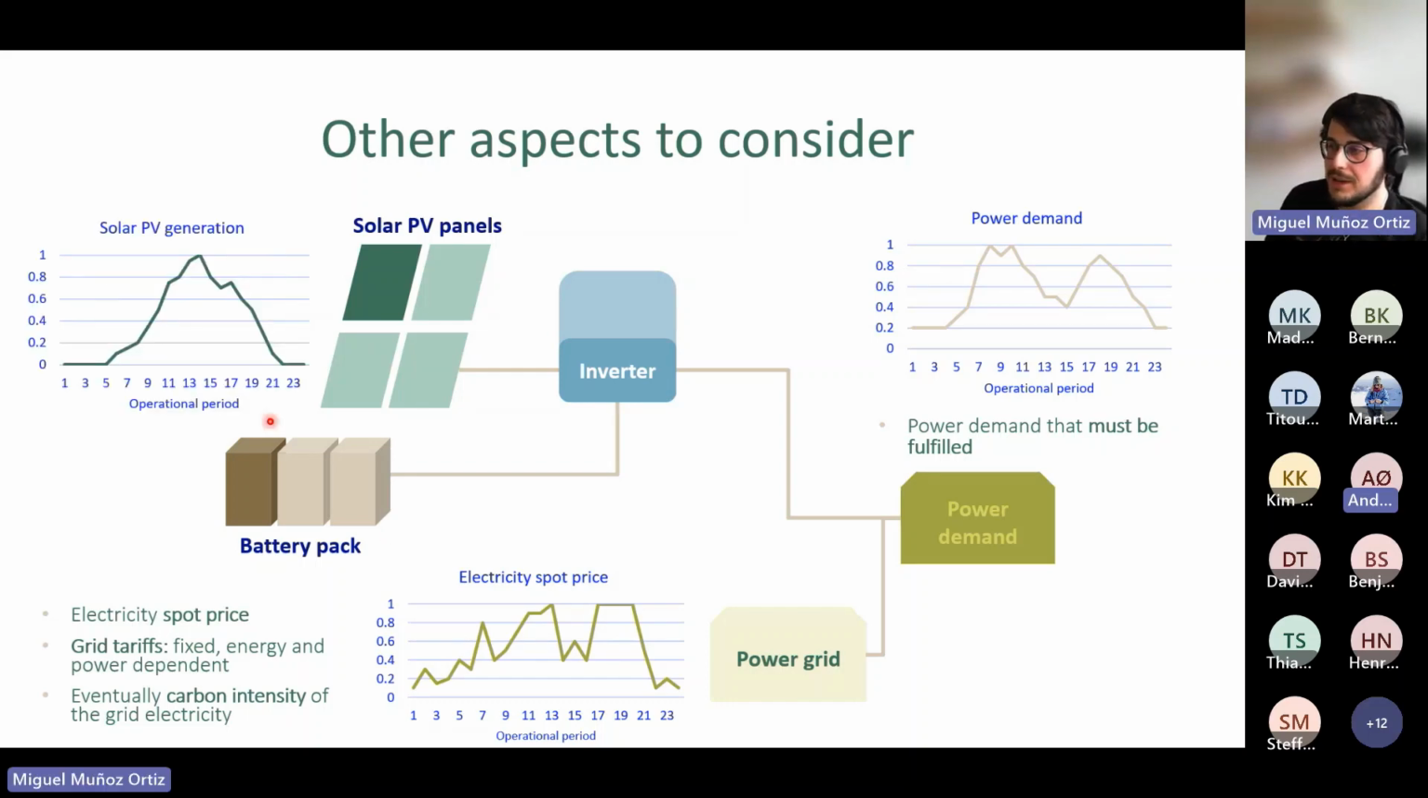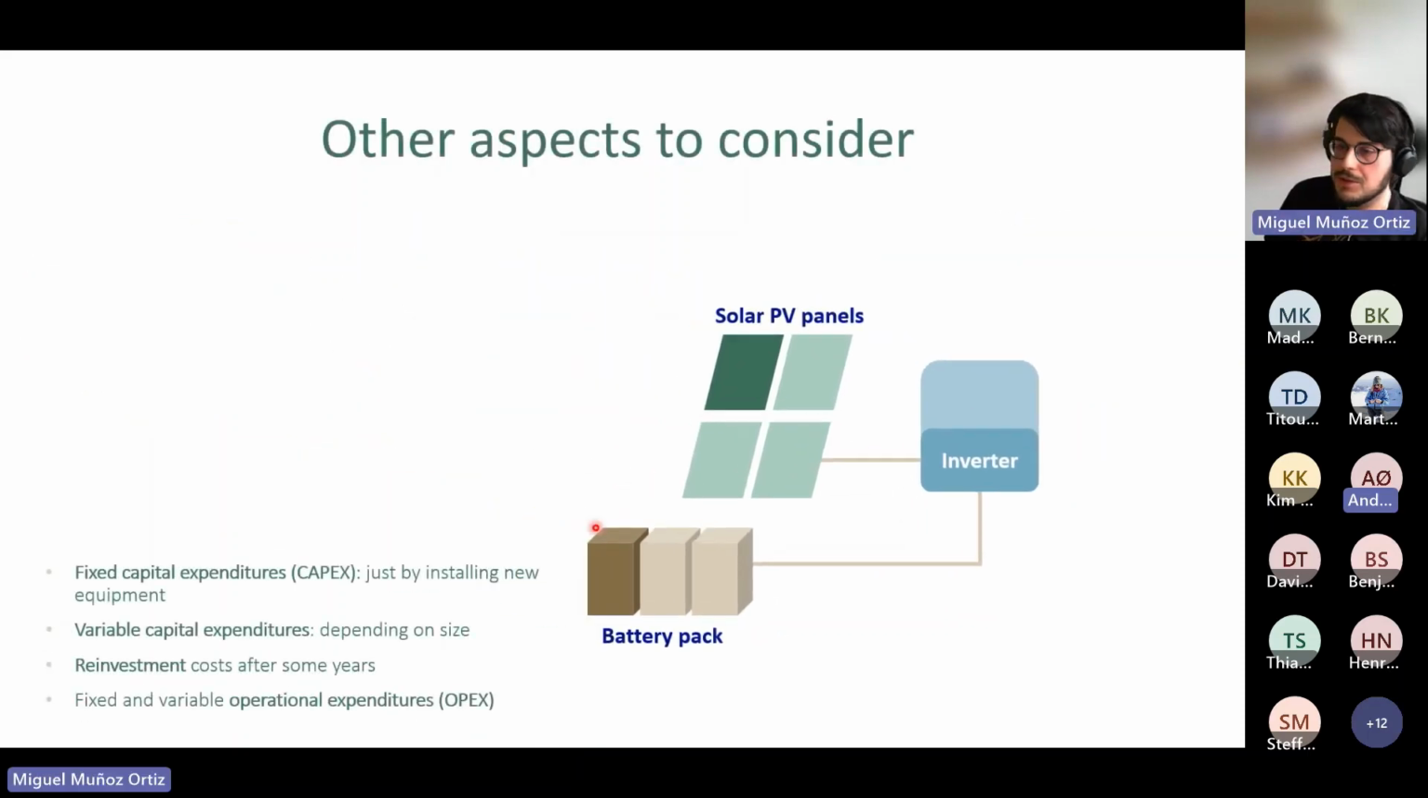And in addition, you have extra profiles, for example, solar PV generation. So that's something we also include in the model I'm going to show you. Your new system will have both fixed capital expenditures, just by installing new equipment, maybe you have to pay a fixed amount, but you also will have variable capital expenditures. Depending on the size of each component, you will have to pay more or less. You might have to do some reinvestments, as I said before, after some years. And then you also have, of course, fixed and variable operational expenditure.